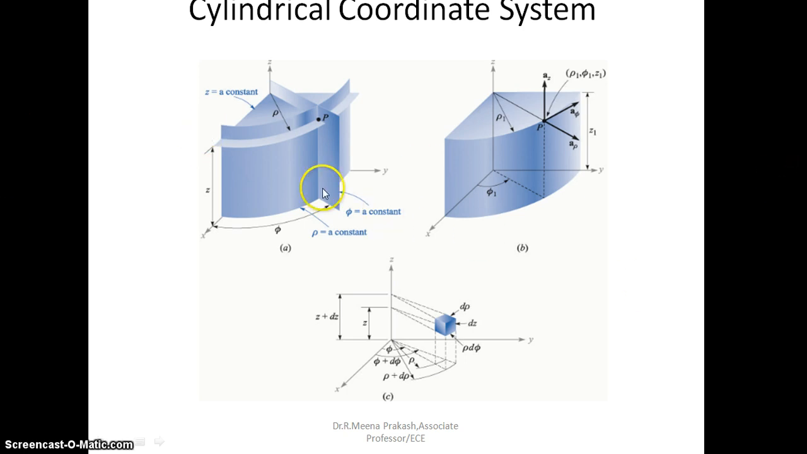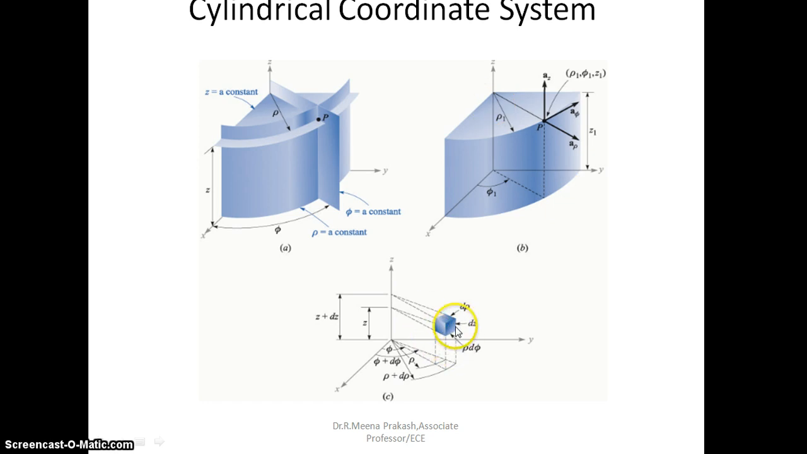So there are three surfaces: a cylinder with radius rho, a cutting plane with angle phi equal to constant, and another plane with z equal to constant. This is the cylindrical coordinate system. Any point P is represented by the coordinates rho, phi, z, whereas in the rectangular coordinate system the coordinates are x, y, z. Here the point P is represented by rho, phi, z. Rho is the radius of the cylinder, phi is the angle made by the cutting plane, and z is the height in the z plane.